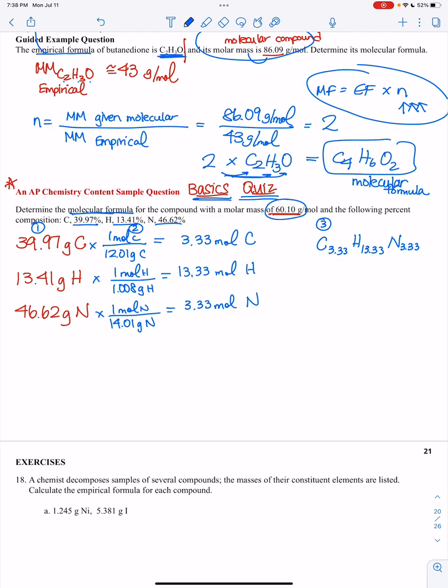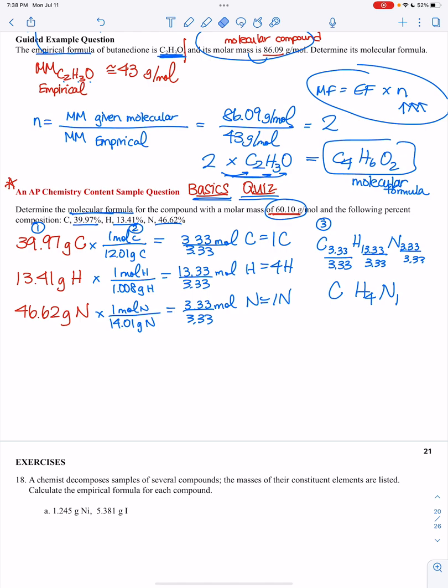I'm going to divide all of these by my smallest moles here. I'm going to divide all of them by 3.33. You could also, of course, do that over here, dividing all of these by 3.33. And you'll get 1C, 4H, 1N. C, H4, N. And I'm actually going to erase these ones because we don't typically write ones in empirical formulas. But boom, this is my empirical formula.